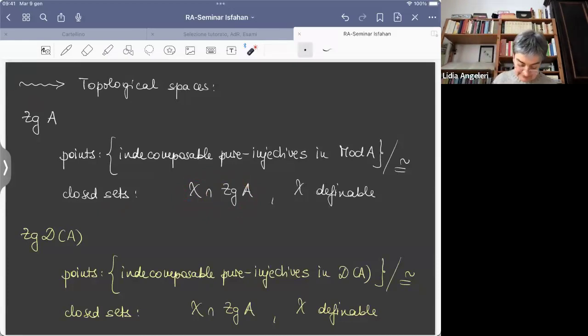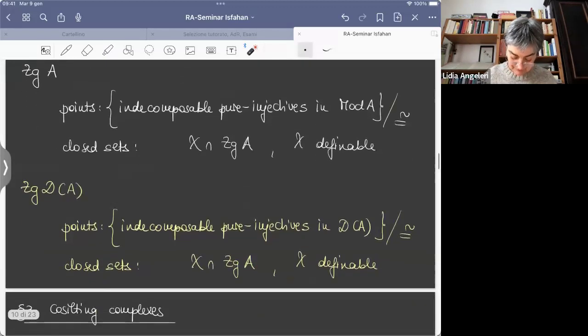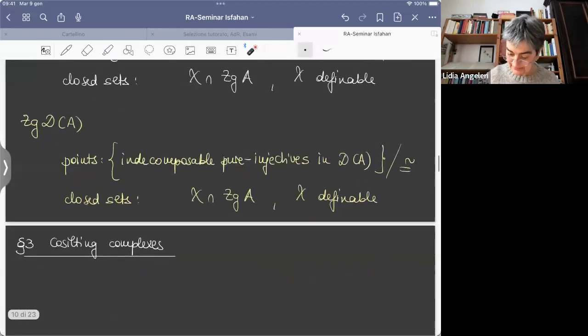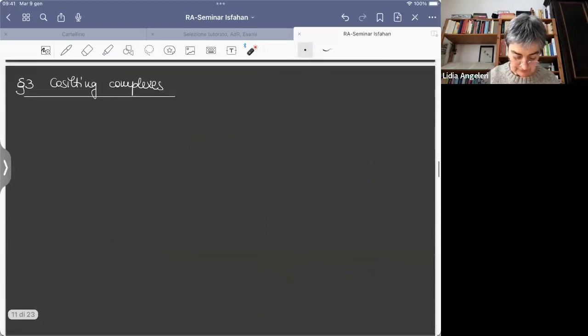And the Ziegler spectrum of the derived category is defined correspondingly. So again, we take as points the indecomposable pure injectives in the derived category, and as closed sets, again, the indecomposable pure injectives in definable subcategories. Okay, so these are topological spaces. And that was what I wanted to tell you about the Ziegler spectrum. And now let's move on, and I'll define what a Kosilting complex is.